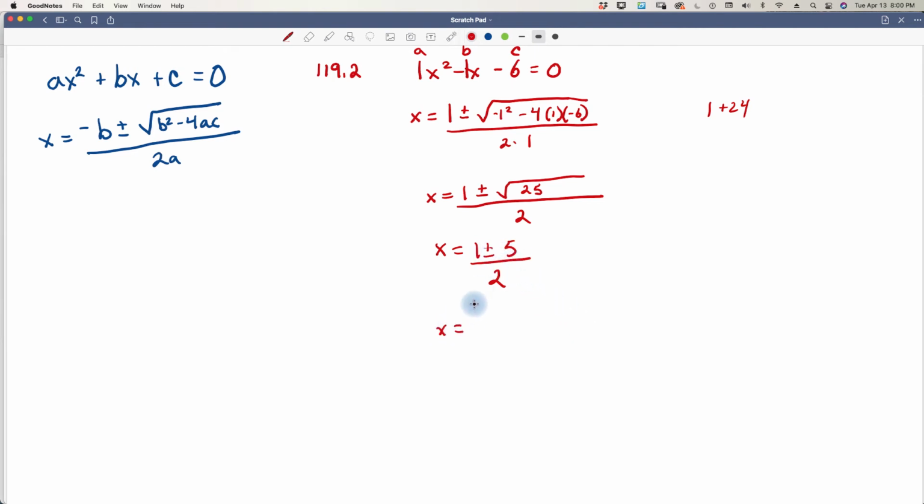X is equal to 1 plus 5 over 2, that's 6 over 2, so x is equal to 3, and x is equal to 1 minus 5 over 2, that's negative 4 divided by 2, so x is equal to negative 2. And those are our answers. That was much faster than completing the square. We got there very quickly.